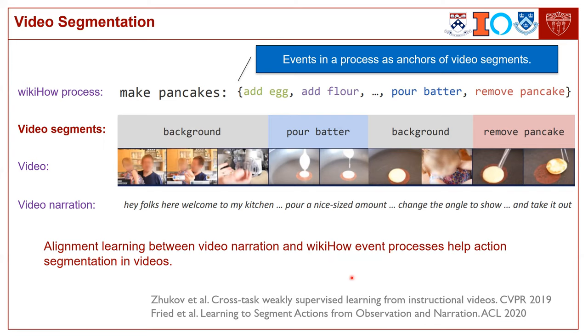So in this way, different steps of an event process naturally serve as anchors for different video segments. Yeah, again, I have to say WikiHow seems to be a useful resource. In probably the last year, lots of papers in NLP area and also computer vision suddenly started to use that resource to solve lots of problems. Others include, for example, summarization, knowledge extraction, and so on and so forth, in addition to event process understanding.